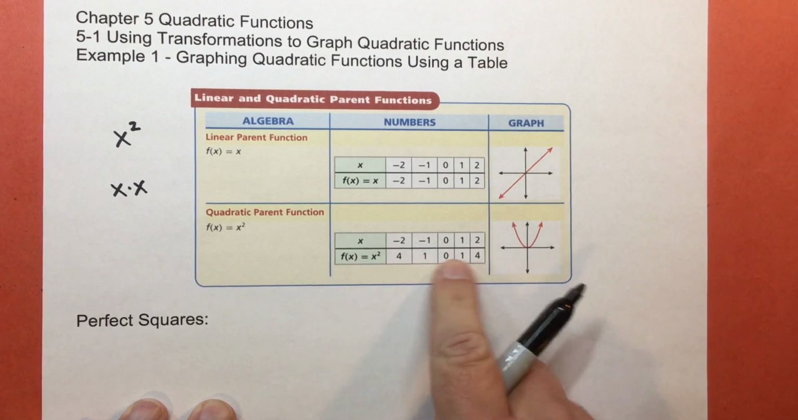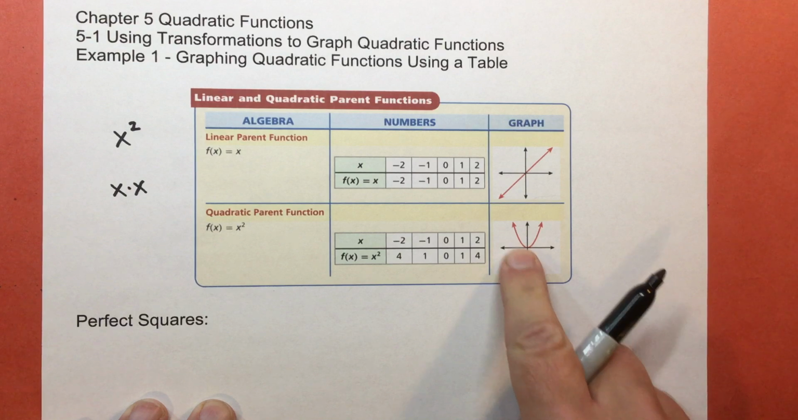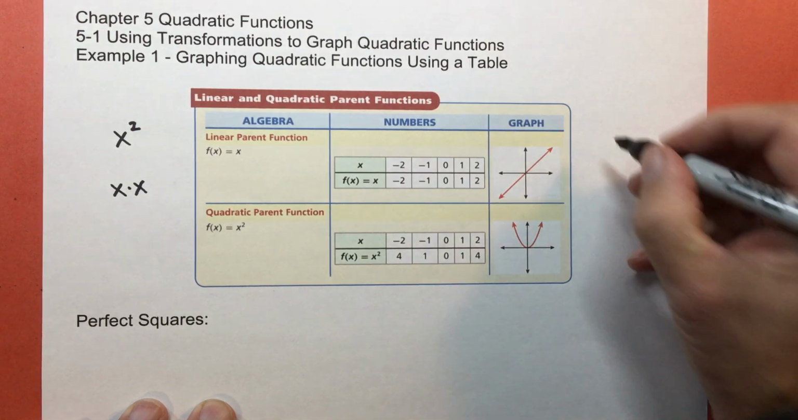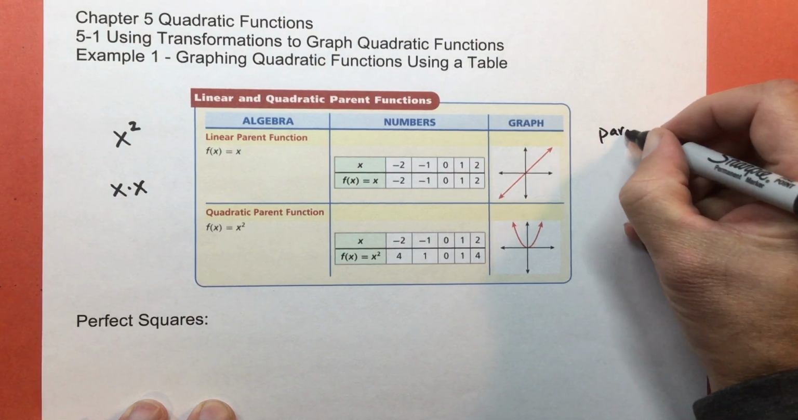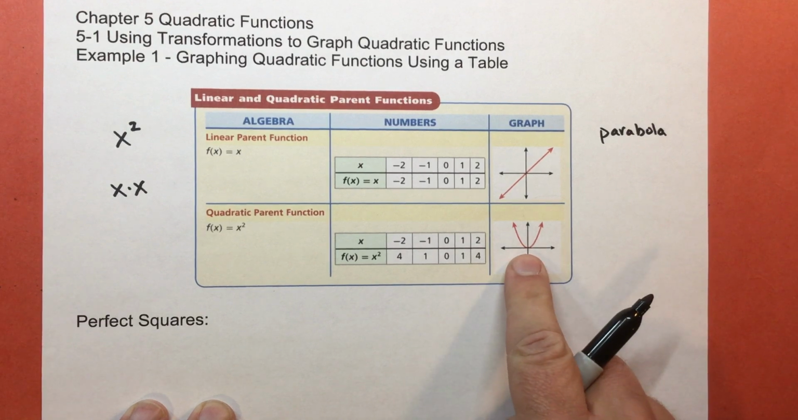This is what the table is. I'm going to talk about the table in a moment. I'm going to actually expand upon this table. But I want to talk about this graph. This U shape right here is called a parabola. And every time we graph, we're going to see that.